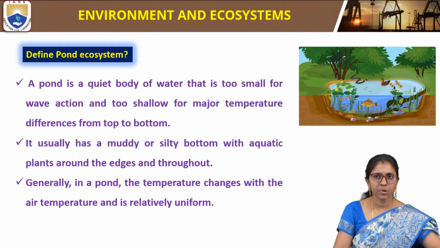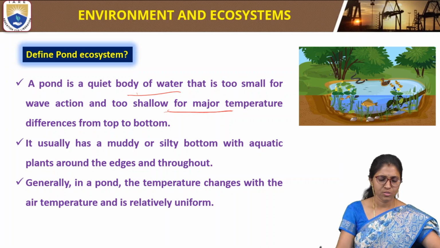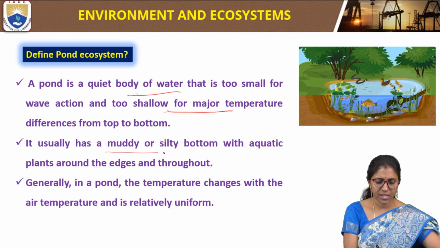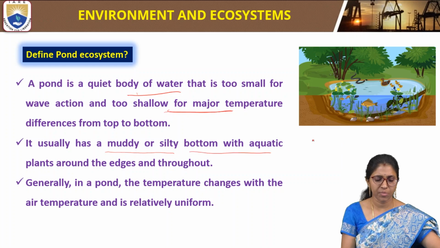So, define pond ecosystem. A pond is a quiet body of water that is too small for wave action and too shallow for major temperature differences from top to bottom. It usually has a muddy or silty bottom with aquatic plants around the edges and throughout.